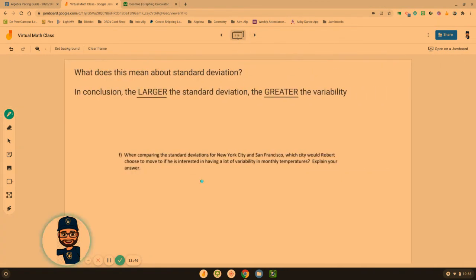So, for example, when comparing the standard deviations of New York City and San Francisco, which city would Robert choose to move to if he is interested in having a lot of variability? If he does want the variability, which one should he choose? Well, he should choose New York, because the standard deviation is greater. If he didn't want a lot of variability, then he would have chosen San Francisco. But because he does want a lot of variability, he would choose New York.